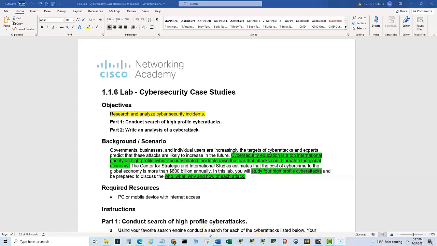Remember, at the end of this course, the course is finite. It will end, but you will have all of your material to refer back to and to consistently do your labs over and over again.